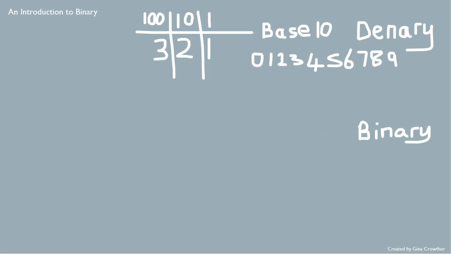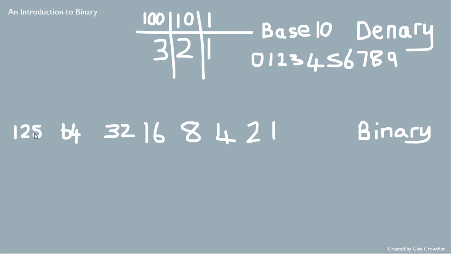Okay, so if I start with our 1 column, then we're going to go up in 2s, so times by 2. So 1 times 2 is 2, 2 times 2 is 4, 4 times 2 is 8, 8 times 2 is 16, 16 times 2 is 32, 32 times 2 is 64, you just double the number, 64 times 2 is 128. So all we're doing is doubling the number.